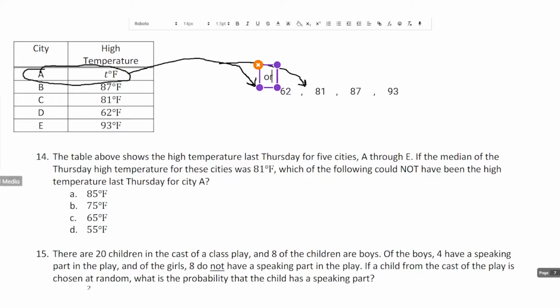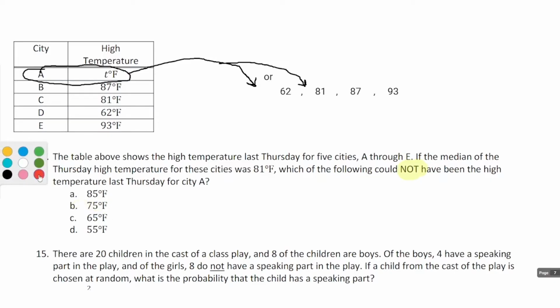And just to add one more little complexity here, it says which of the following could not have been the high temperature. So 3 out of these 4 are going to be less than 81. Okay, so you can see 75 is less than 81, so that's not going to be our answer. 65 and 55 are all less than 81. So our correct answer here will be A.